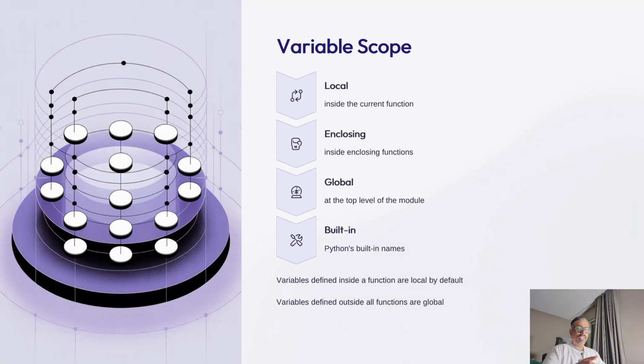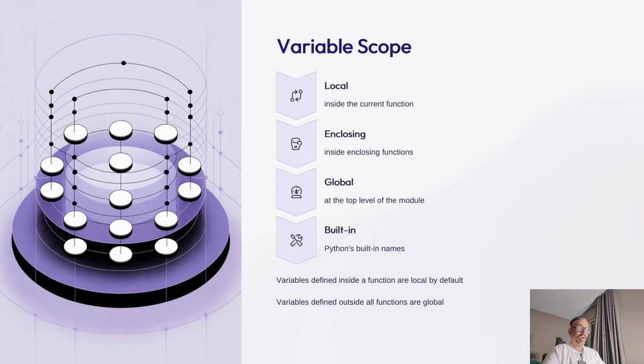So let's understand variable scope in detail. Variable scope determines where in your code a variable can be accessed. Python follows the LEGB rule for resolving variable names. It first checks the local scope, that is the current function, then the enclosing function, then the global scope, that is the module level, and finally the built-in names in Python.